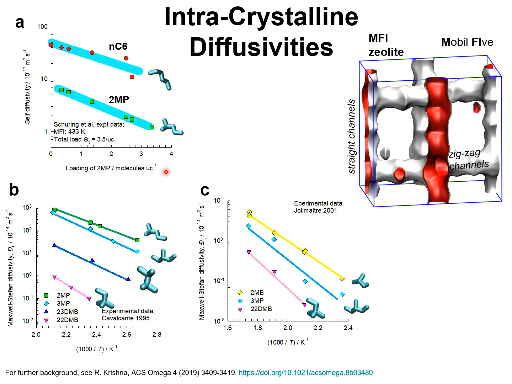Now, with this background on mixture adsorption and intracrystalline diffusion, let us proceed to examine how an isomerization reactor will work for the alkane isomerization process. And in this reactor, we use MFI catalyst.